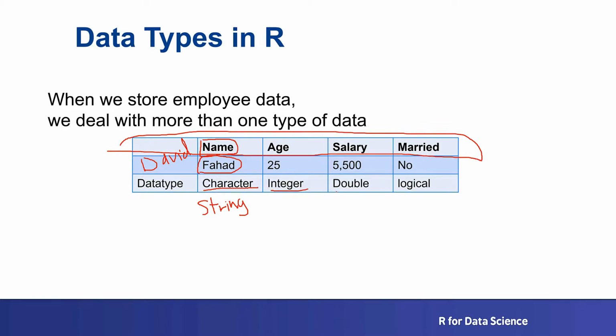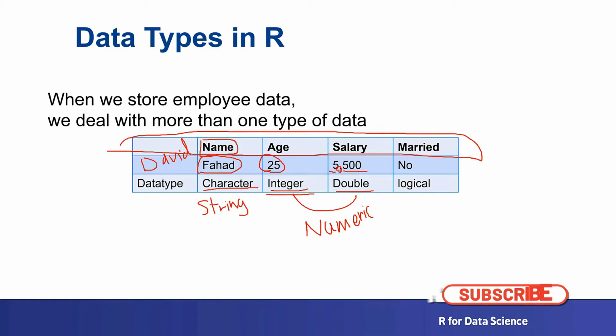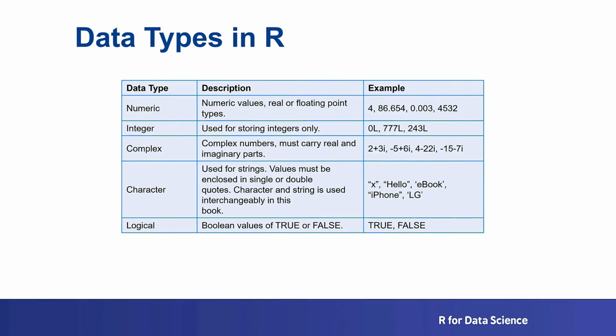Now integer and double, they're both numeric data types. In numeric, we have integer, which is a whole number, and double, which is called float, the one that has a decimal. But they're both numeric. And then we have something called a logical data type, which is a Boolean data type, like yes and no. Here in the slides we can take a detailed look at the data types. Most of the time in data science we'll be using numeric, integer, character, logical. We won't be using the complex one that much.